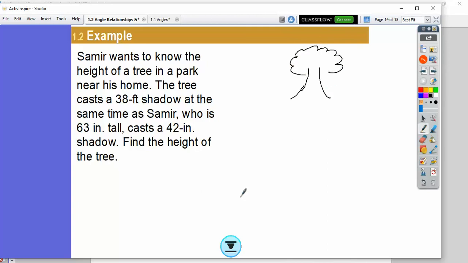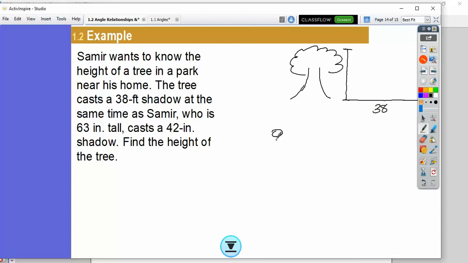Where does the shadow go? On the ground, yes. I asked that because I cannot tell you how many times I've put a question like this on a test or a quiz, and people make the hypotenuse the shadow. Like, lots of people. So shadows go on the ground, okay? We're trying to find the height of this tree. I'm looking at shadow, it's on the ground, and that shadow is 38 feet.